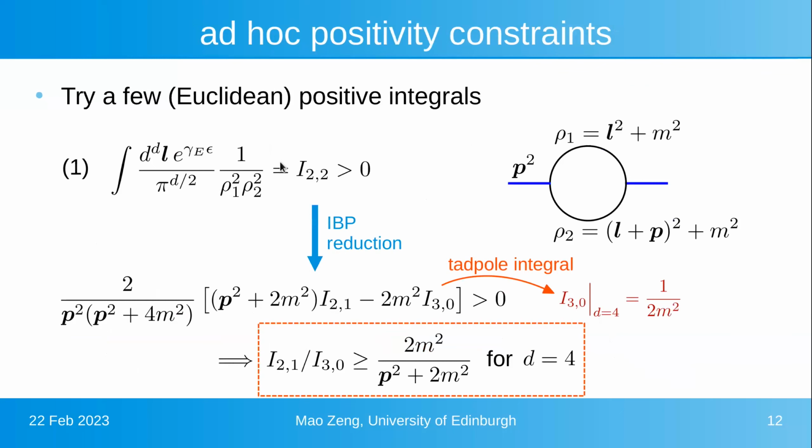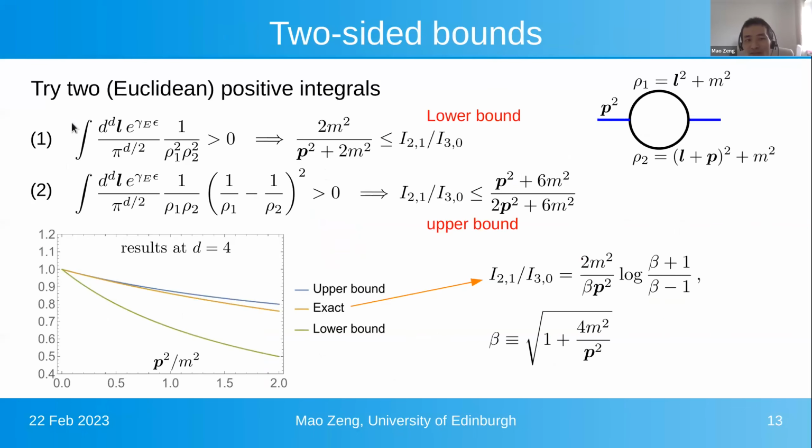Okay, thanks. Yeah. So the first example is just I2,2 written as a linear combination of these two master integrals. You get a bound on their ratio, and then you write down something else, you get another bound, which is in a different direction, an upper bound, then you get two-sided bounds already. Okay. Is there always a unique way to write it in terms of the master integrals?